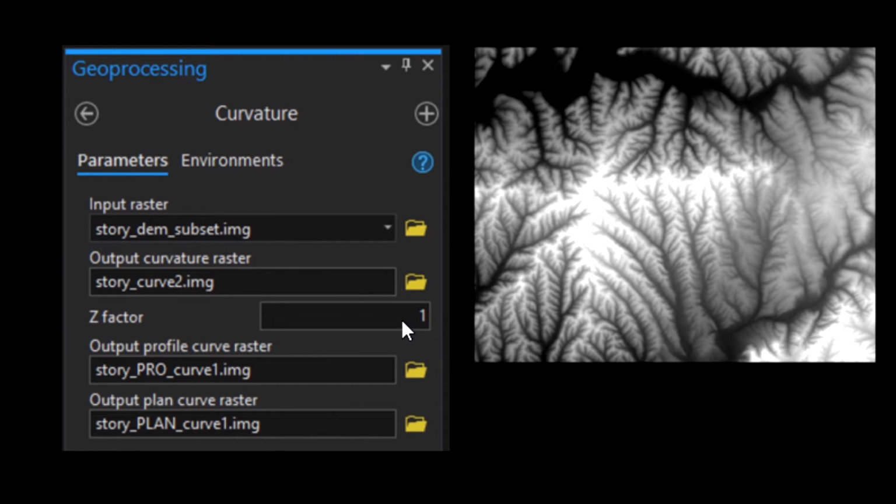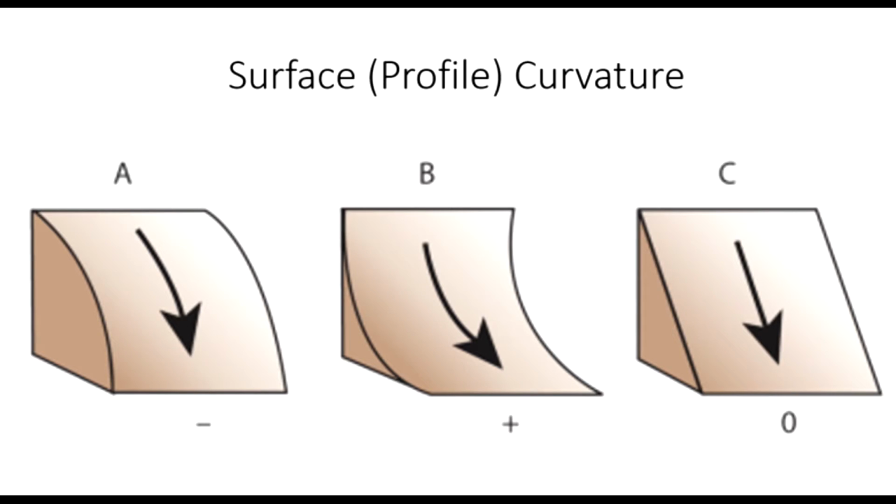Once again, we have the z factor, and this would be important if the x and the y were in meters and the z were in feet. We want to compensate for that here in the z factor. So now we're going to focus in on that first one, the surface profile curvature, the profile one.